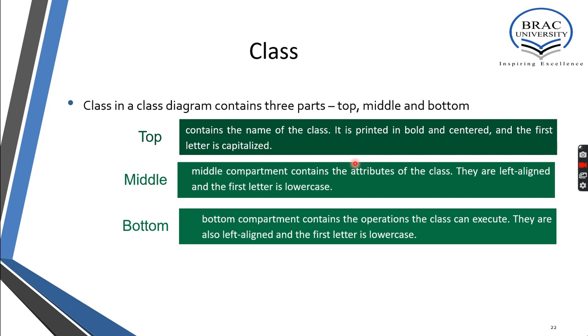Then in the middle part there should be the attributes or the variables of that class. For attributes they should be left aligned, they should not be centered. And with the attribute there should be the visibility sign, like we'll see the visibility in a later slide. So with the attributes or with the variable name we should mention the visibility.